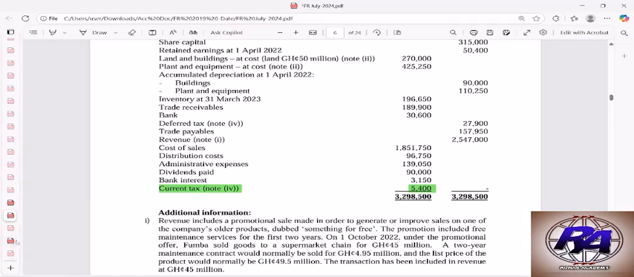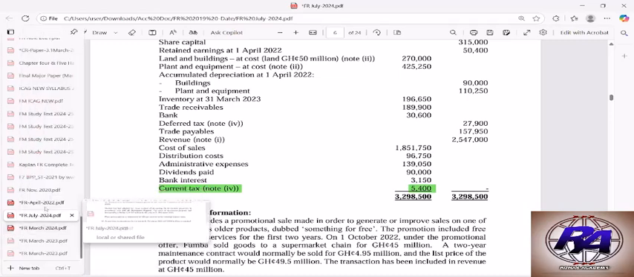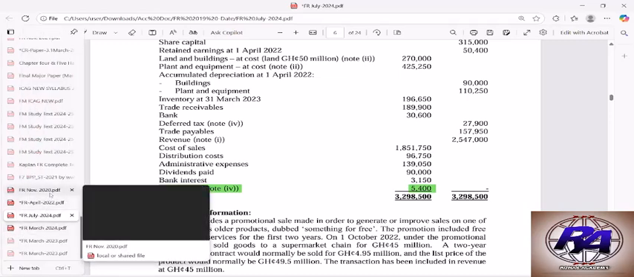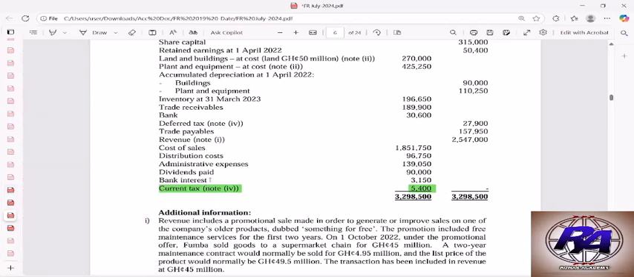What is the current tax one? Let's look at it. There is bank, deferred tax, trade receivables, bank, deferred tax. Oh, sorry. Okay, so there is one year. All right, thank you. So there is one year deferred tax over here.